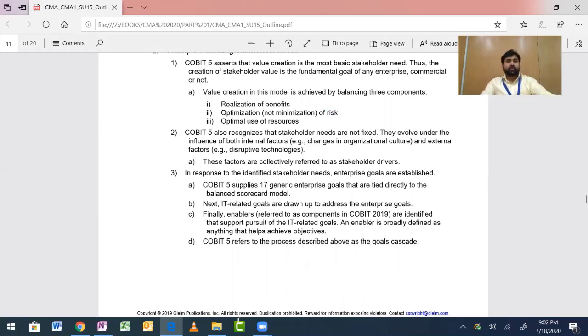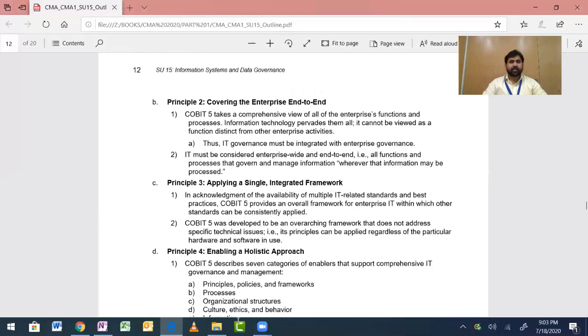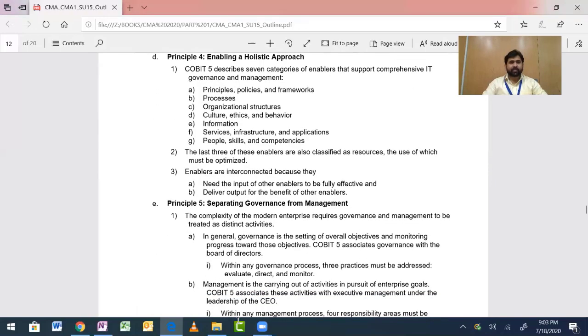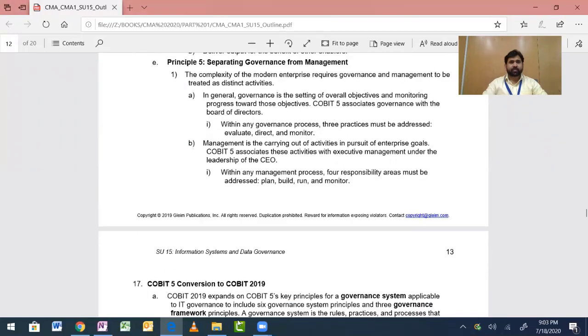Now, COBIT 5 also recognizes that stakeholders' needs are not fixed. They keep on moving. They evolve. Fine. So they evolve under the influence of both internal factors and external factors. Okay, these factors are collectively referred to as the stakeholder drivers. In response to the identified stakeholder needs, enterprise goals are established. Okay, I think I'm again reading. Please do the reading. I think this is the whole reading stuff. This is too much.